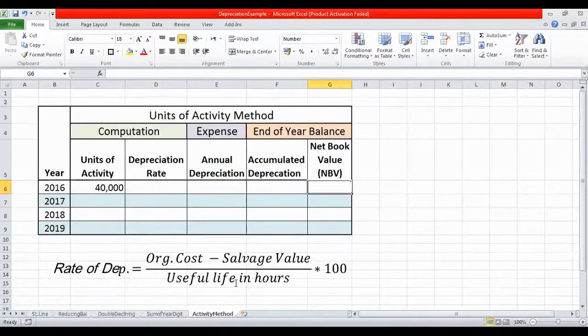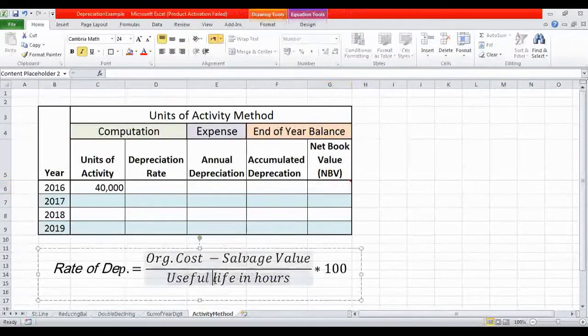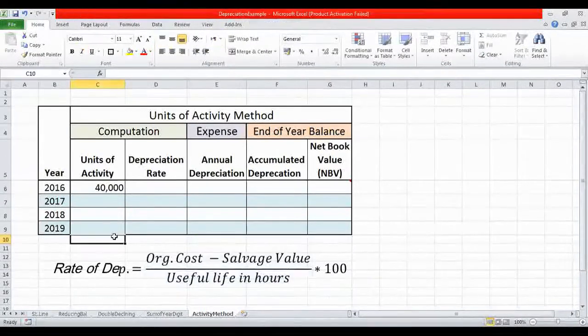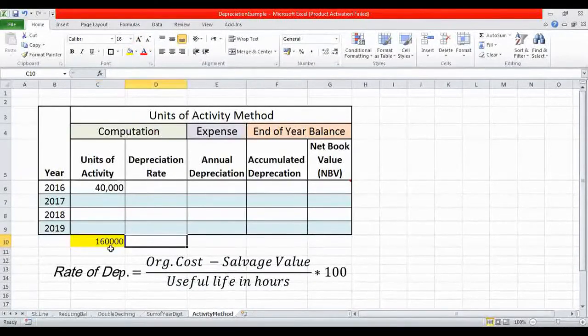But over here, we are not using the useful life in years. We are using the useful life in hours. So in this question, they have given us the useful life of this property, plant, and equipment. Total useful life is 160,000. So what we are going to do, original cost was 18,000.